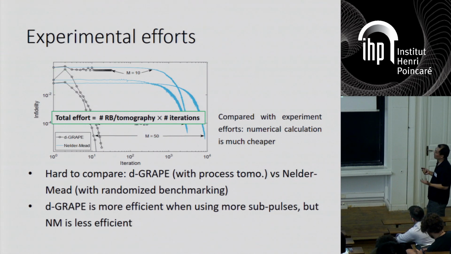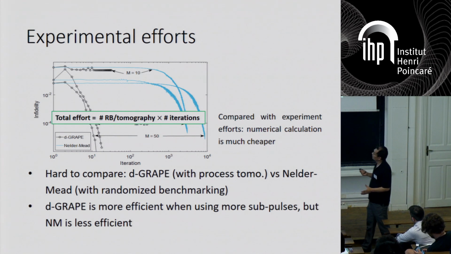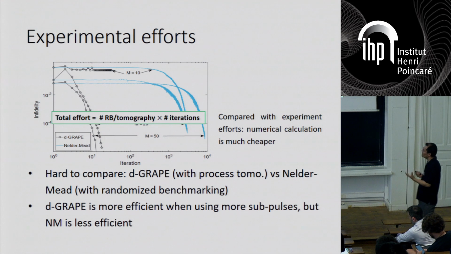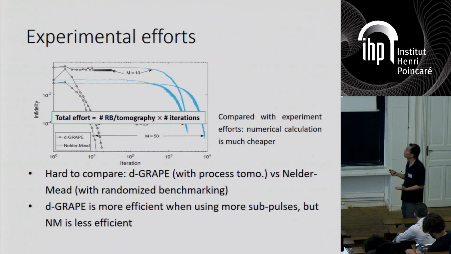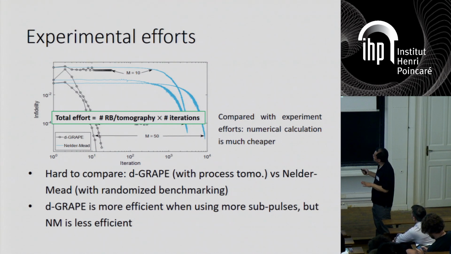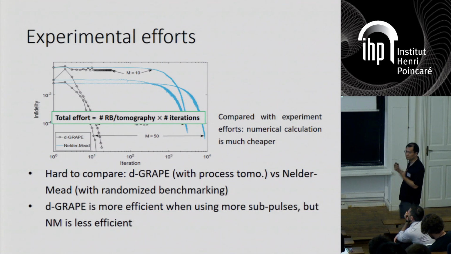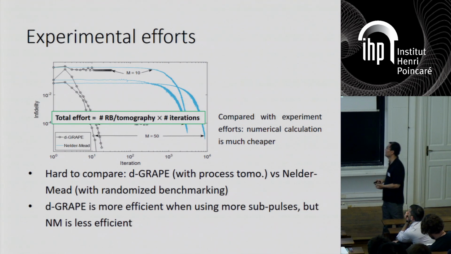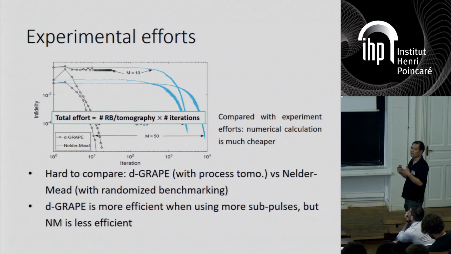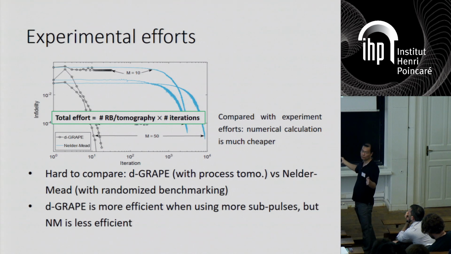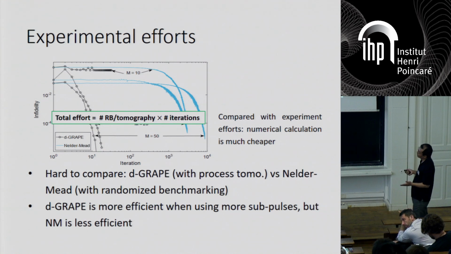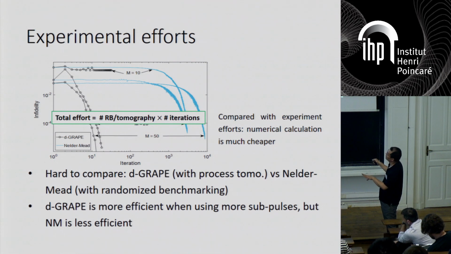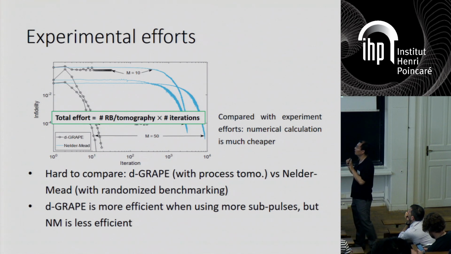To compare this algorithm to other learning algorithms is not easy. For example, if you compare this algorithm with the nonlinear algorithm using randomized benchmarking, it's hard to compare because if you use the d-GRAPE, you can have fewer iterations. But the problem is that tomography might be more expensive than randomized benchmarking. If you use randomized benchmarking, it can be easier to do the benchmarking, but you may need a lot more iterations. I'm not going to compare the total effort, which equals the experiment effort of every iteration times the total number of iterations.